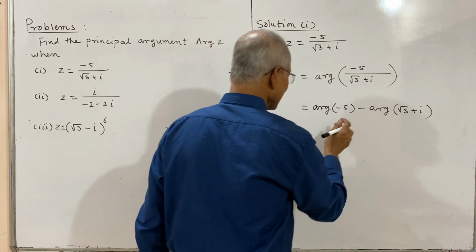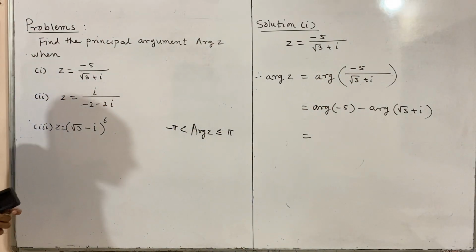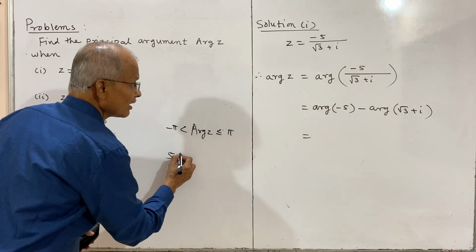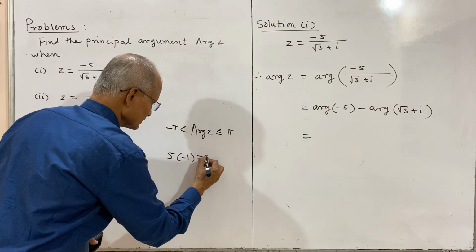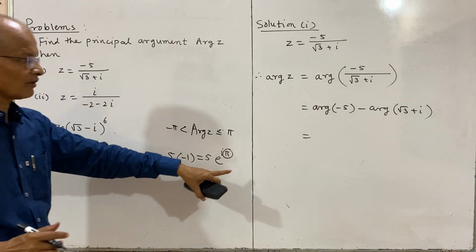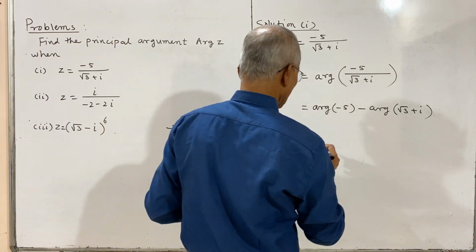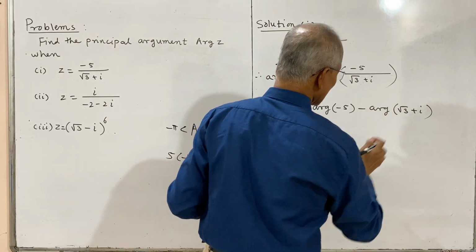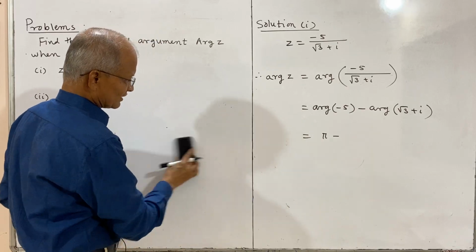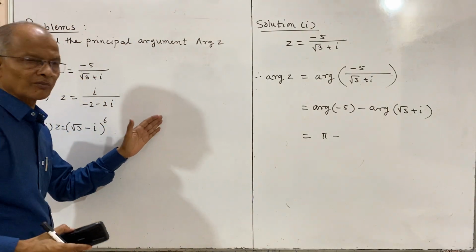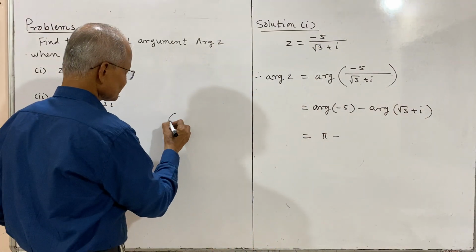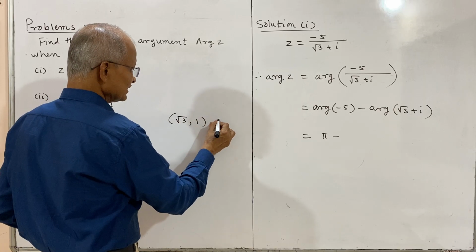And what is the argument of minus 5? The argument of any negative real number is pi, because it can be written as 5 into minus 1, and that is 5 into e power i pi. Therefore the argument of a negative real number is pi, and so this is pi minus the argument of root 3 plus i. That argument we shall write as its principal value. We have the formula for the ordered pair root 3 and 1, which lies in the first quadrant.